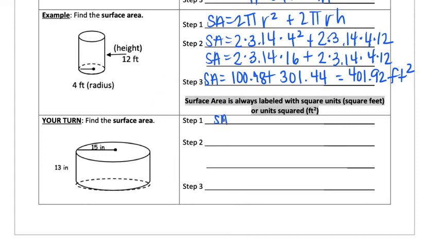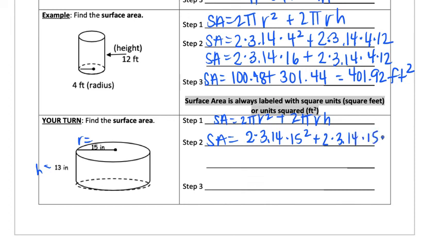We are still using surface area of a cylinder, so SA equals 2 pi r squared plus 2 pi r h. So this time my radius is 15 and my height is 13. So 2 times 3.14 times 15 squared plus 2 times 3.14 times 15 times 13. We take care of our exponents first, so we have 2 times 3.14 times 225 plus 2 times 3.14 times 15 times 13.